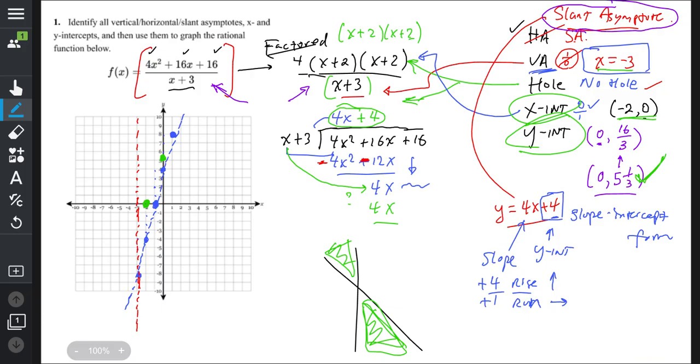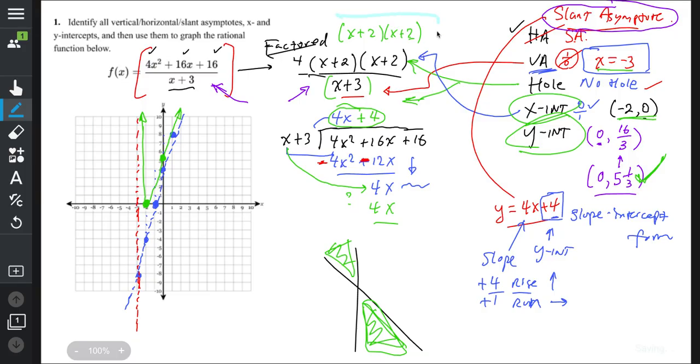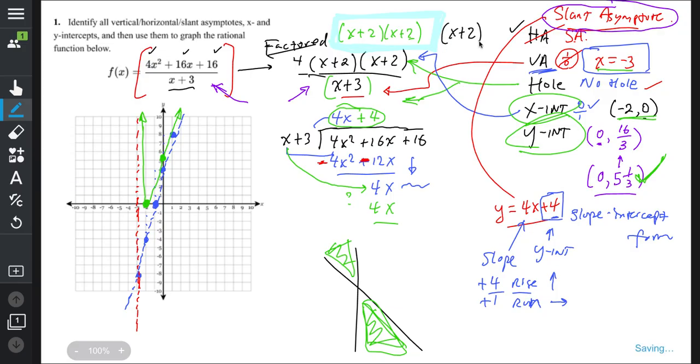So the typical way a graph will look like is it'll come down, and you know what? It's going to bounce there. I'll explain that in a second, and come back up like that. Why is it going to bounce there? Look. Because you have x plus 2 as a factor in the numerator twice. You could express that this way as well, couldn't you?